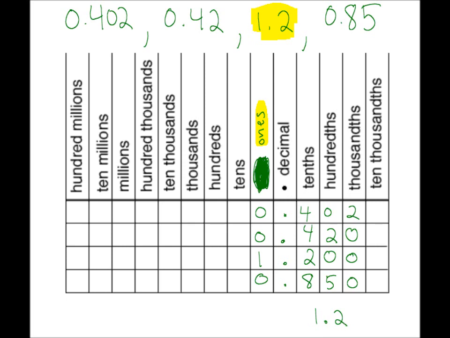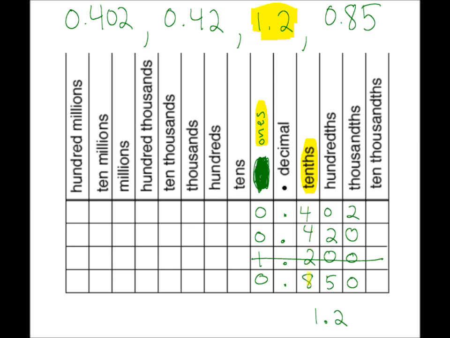I'll look back to the ones place value, and I see that all these numbers are tied, 0, 0, and 0. That means that I have to go to the next place value, the tenths place value. Now I can compare these. I'm looking for the smallest number from the ones that are left. Remember, I already used 1.2. Out of the ones that are left, I have a 4, a 4, and an 8.